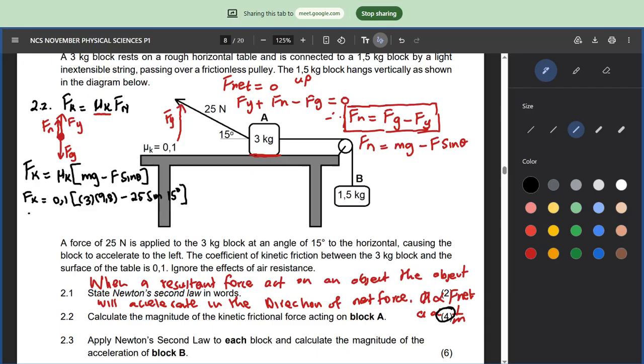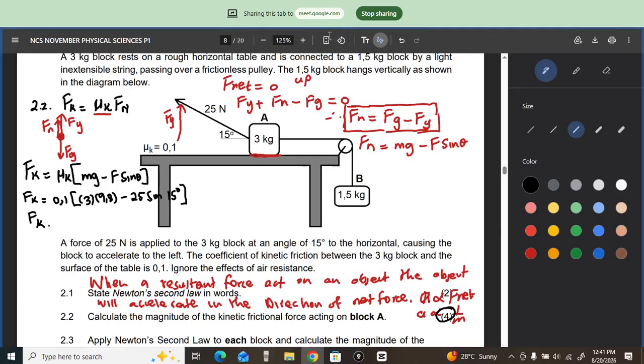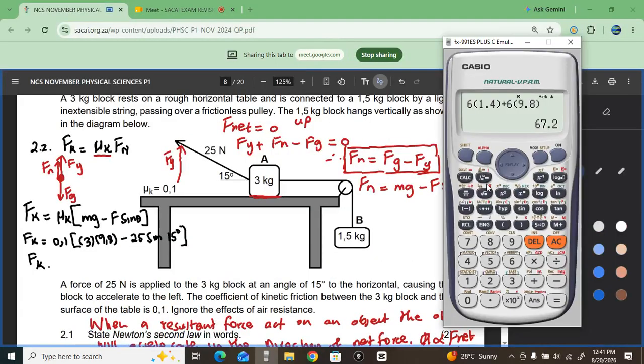Right. We put everything on the calculator correctly. Make sure that when you put this on the calculator, you don't make any mistakes. So this will be 0.1. Inside the bracket, we have 3 multiplying 9.8. And then we have minus 25 multiplying the sine of 15. So then close the bracket and let's see what this equals to. This gives us the frictional force of 2.29 if we round it off.